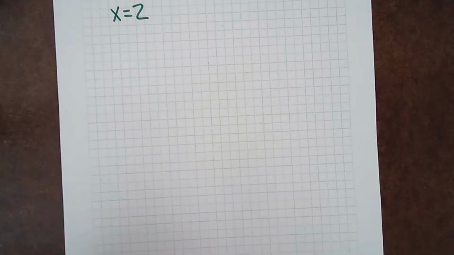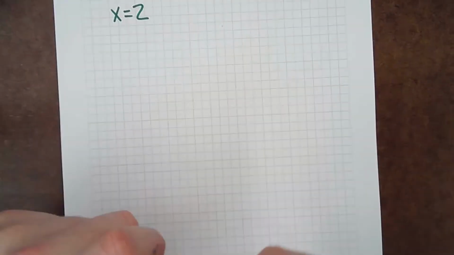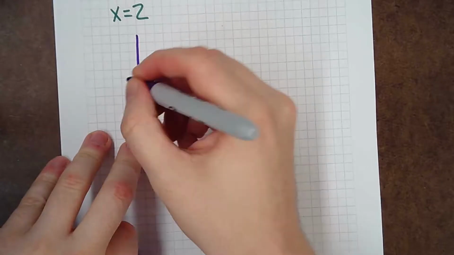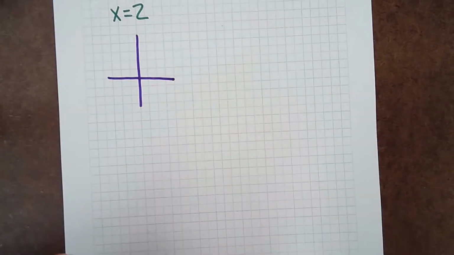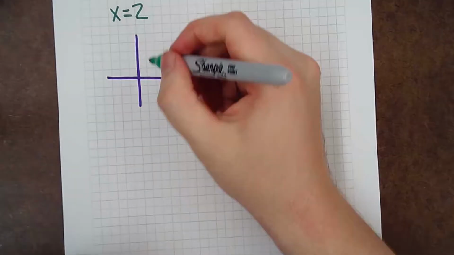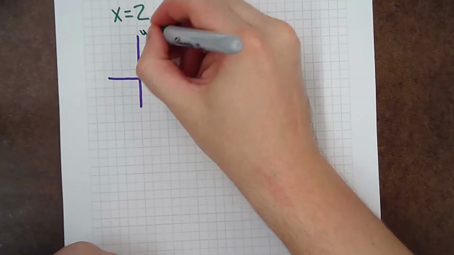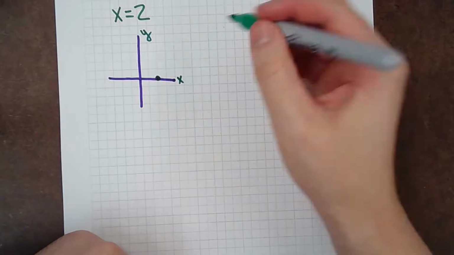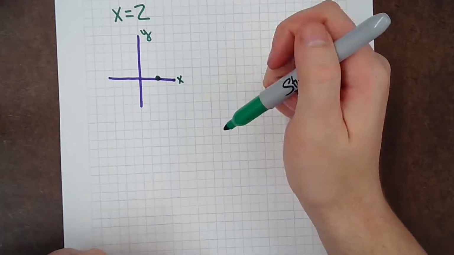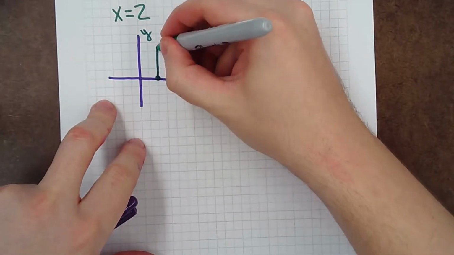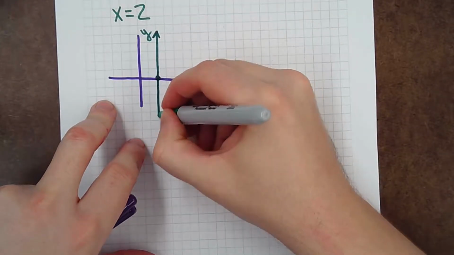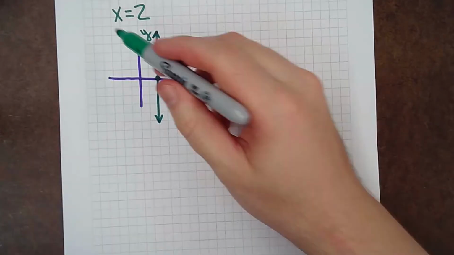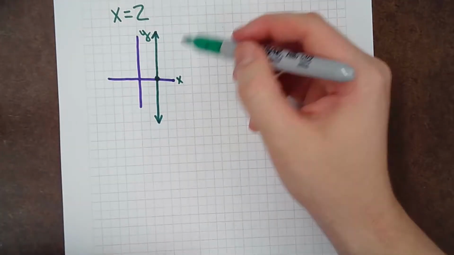If we were to graph that, we would draw our coordinate plane out. Let me do that in purple. We would draw our coordinate plane, and we would find where x equals 2. Here's the x-axis and the y-axis. X equals 2 right here. So x is 2. But we also need to know about y, and this doesn't say anything about y. So it includes all possible y values. And of course, y is up and down, so we go up and down. So x equals 2 is a vertical line because that's where x is 2.